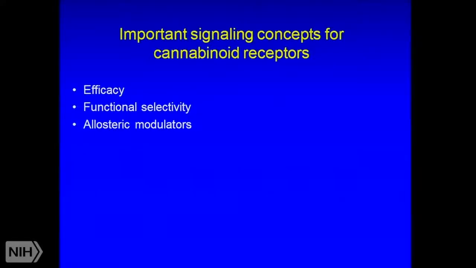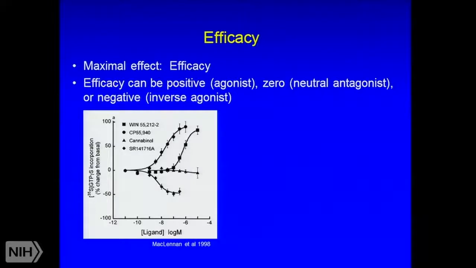I'd like now to move to some important pharmacology concepts that I think are really key for understanding how THC and endocannabinoids may function. The first is efficacy, the second is functional selectivity, and the third is allosteric modulators. So efficacy is a pharmacological term that just means the maximal effect. And efficacy can be positive, as it would be with an agonist. It can be zero, as with a neutral antagonist, or negative, as with an inverse agonist.